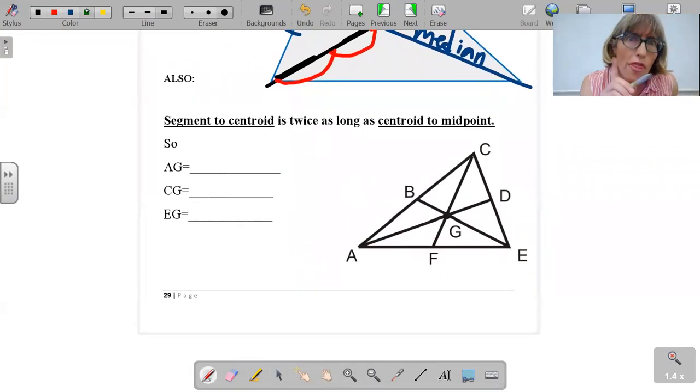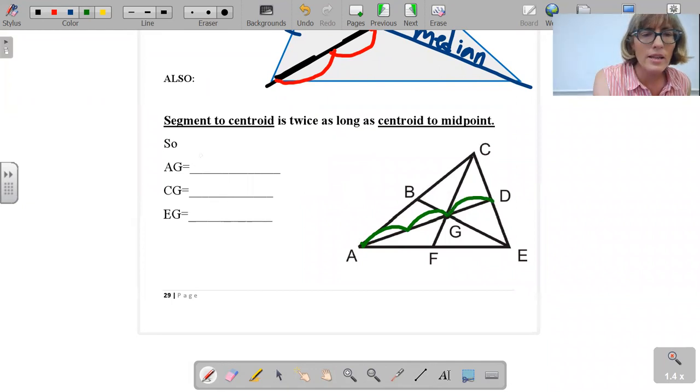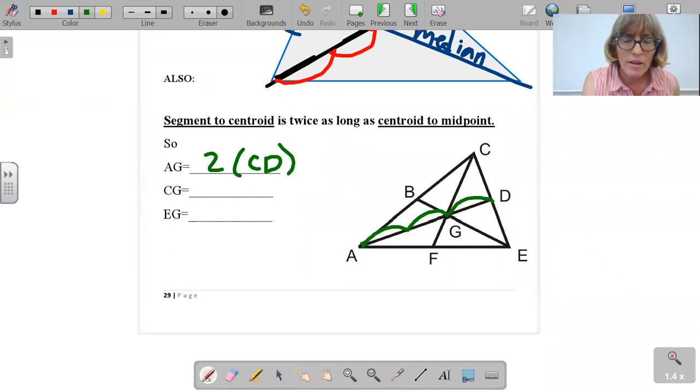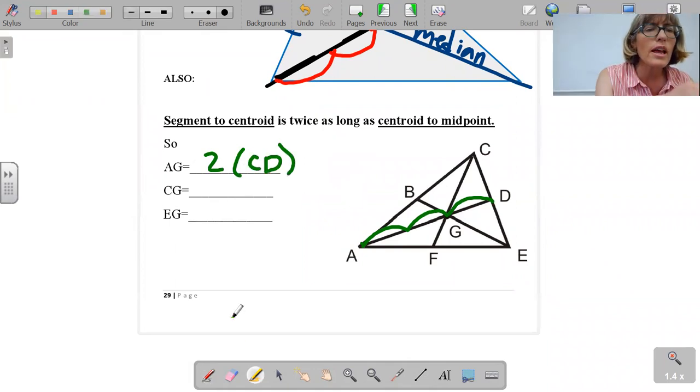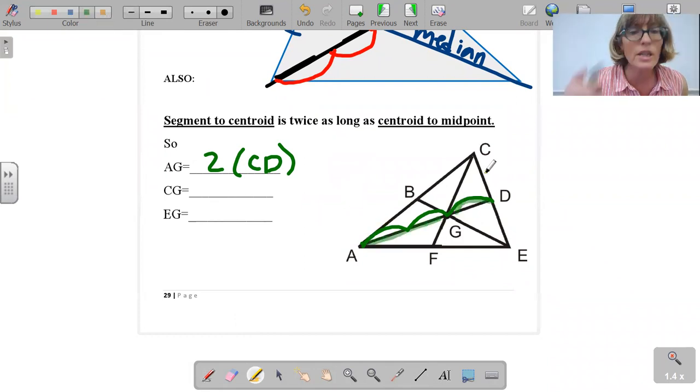So let's fill out thing equations. So this distance AG is twice as big as CD. This is called a thing equation. You see what I did there? I said that our segment AG is 2 of CDs. That's a thing equation.